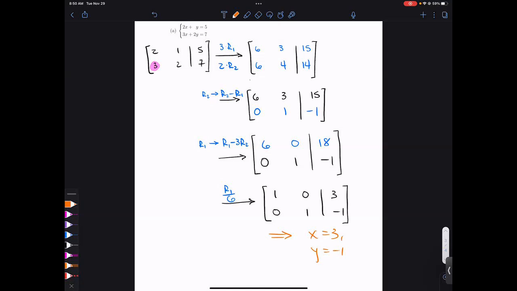Yeah, Sean. Say again. Why did I divide by 6? Just to get ones on the diagonal, just to get that reduced row echelon thing.